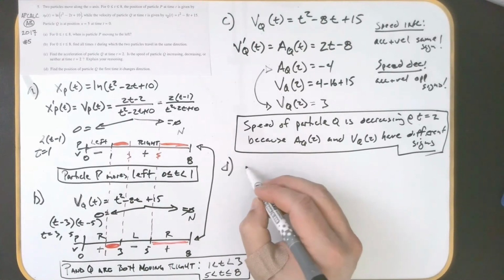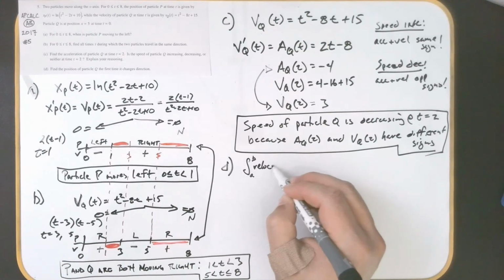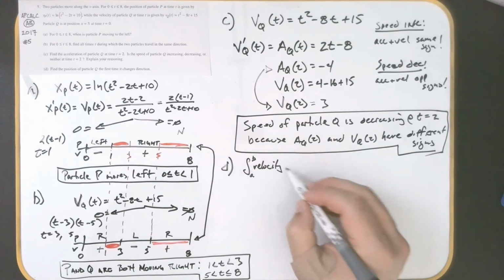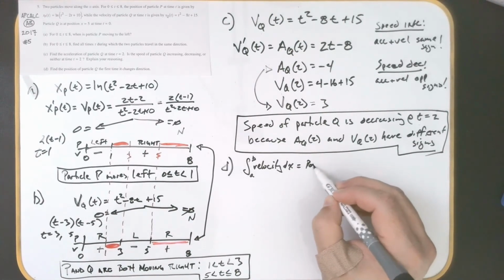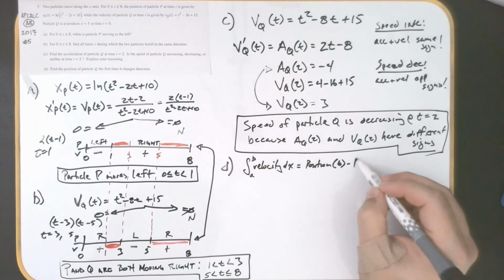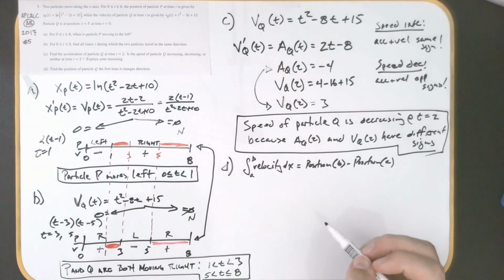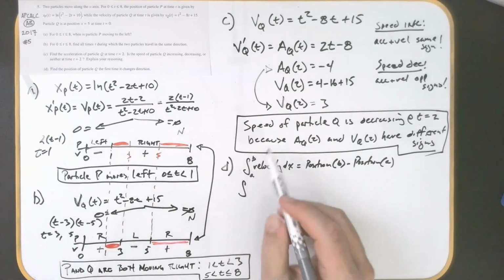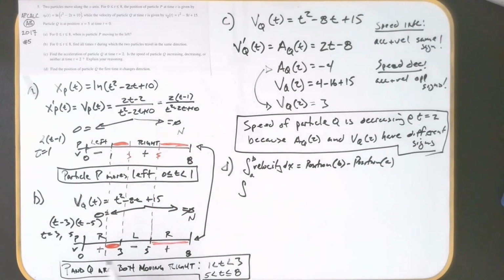So just a little review here: remember, if you integrate velocity from A to B, dx, that means you're going to get position. But you're going to get the position at B minus the position at A, doing the fundamental theorem. They said to do this when it first changes direction. That brings us back to question B, and the first time it changed direction was actually at 3.